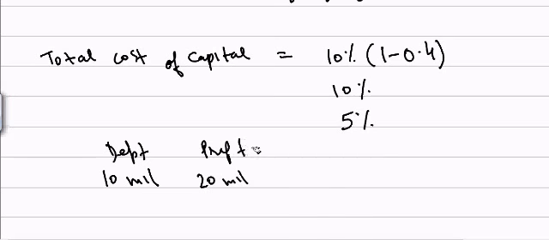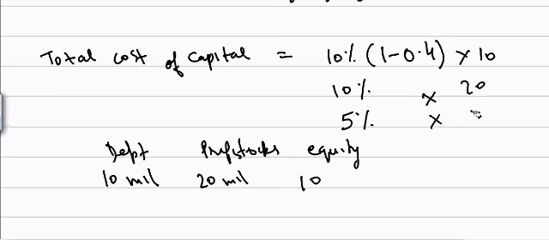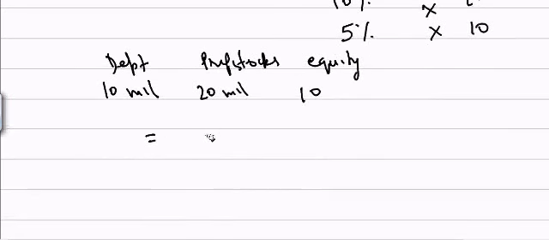So in this case, what we'll do is we multiply them by 10, multiply this by 20, multiply this by 10, and then divide everything by the sum, which is 40. So that will be equal to 6 into 10 plus 10 into 20 plus 5 into 10 divided by 40. So that will be my cost of capital.